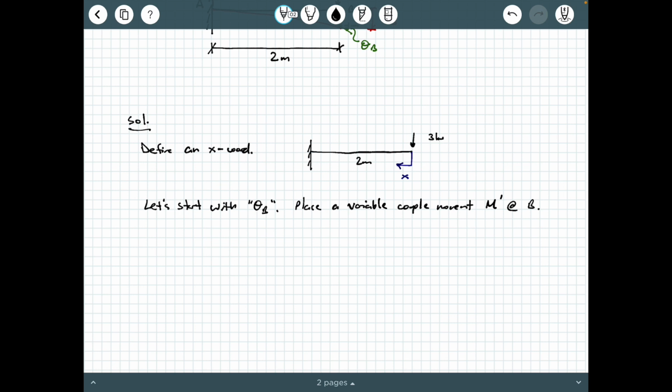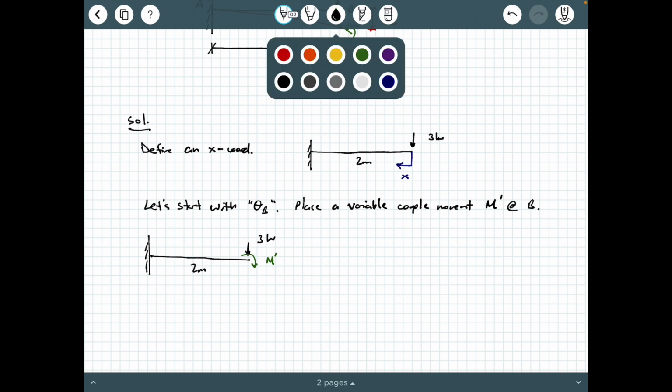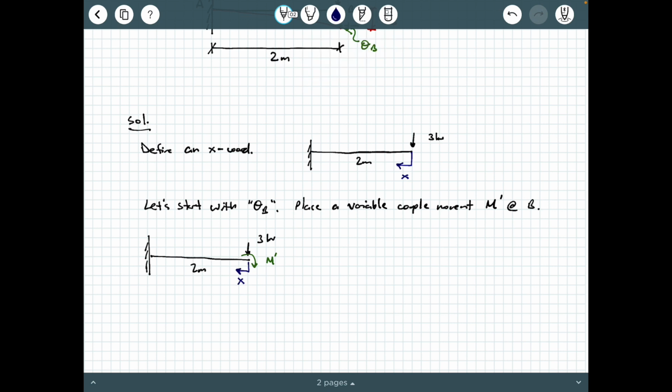Now, as we said in our previous video, we're going to place this variable couple moment on point B along with the real load of 3 kilonewtons. So here's what I'm going to do. I'm going to redraw this system. There's the 3 kilonewtons, and I'm going to place this variable couple moment just like this, M prime, with the real load. And of course, this thing is 2 meters long. And if we want to include our x coordinate on here, it looks just like that.